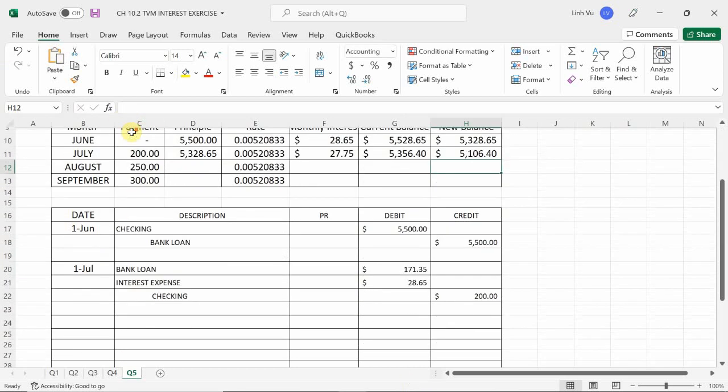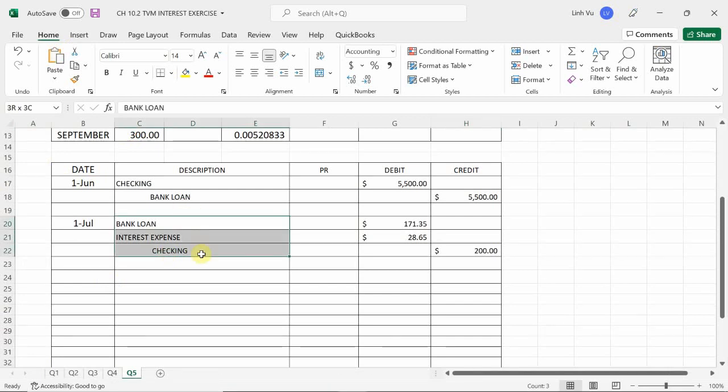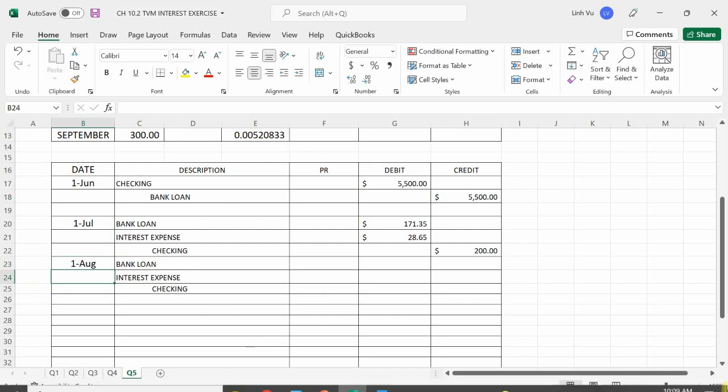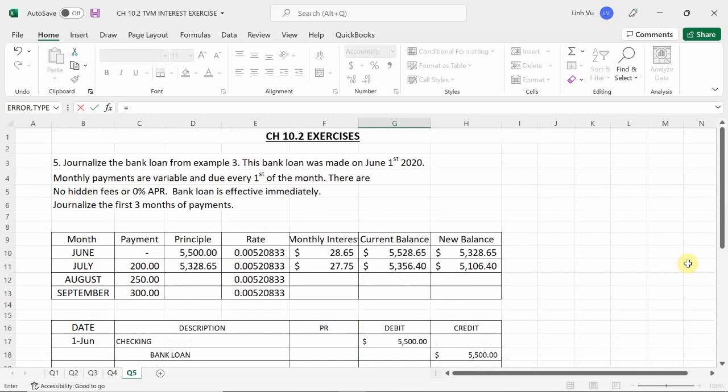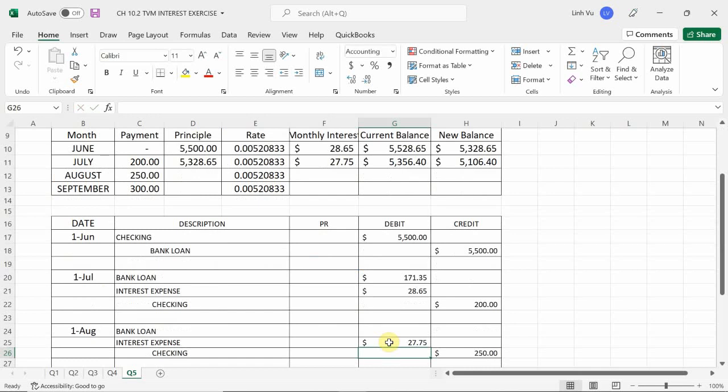So in this case, let's go ahead and journalize the payment that I made in August. So August 1st. I know that in August I made a payment of $250. How much of that $250 is actually going to go towards my interest? I calculated the interest for the month. So right now, I'm going to pay $27 worth of interest because that's how much interest I collected that month. So I'm going to pay the interest first.